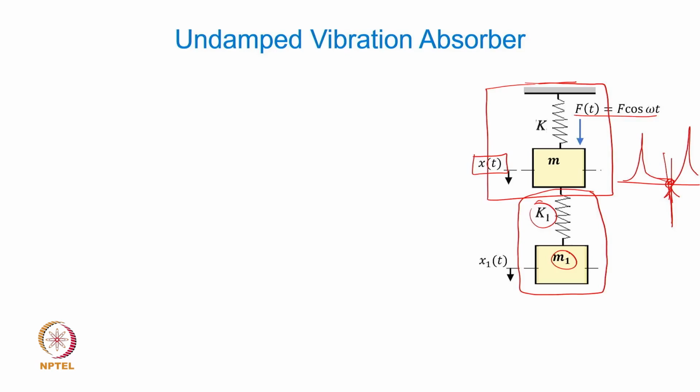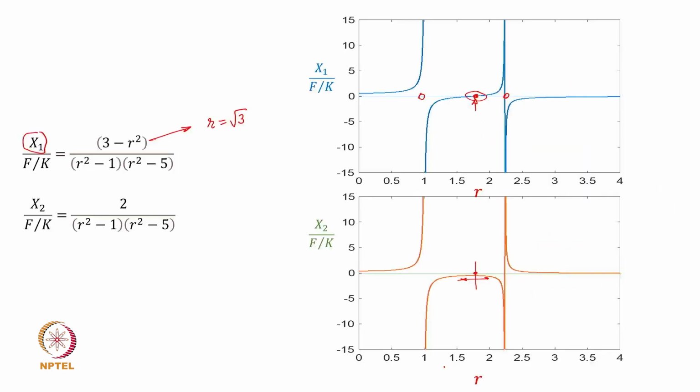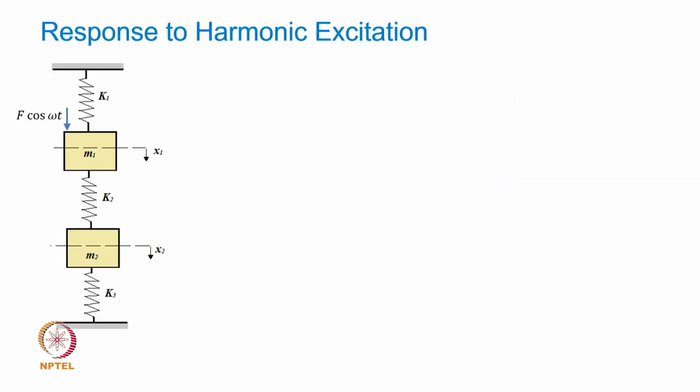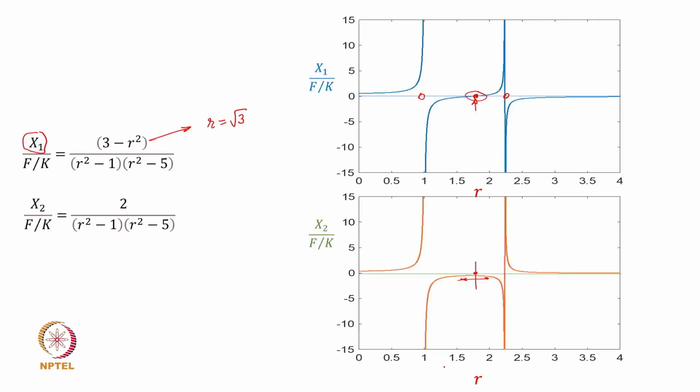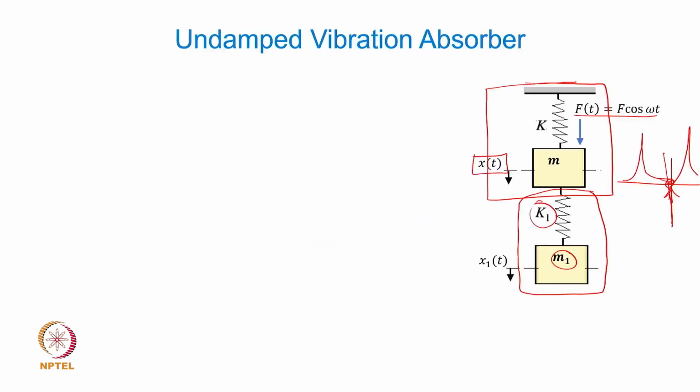This 2 degree of freedom system is quite similar to the 2 degree of freedom system which we have discussed, wherein the amplitude actually turns out to be 0 here, and of course quite low for the second mass, but the first mass amplitude of vibration can be brought to 0, and this is what we plan to do in designing something called a vibration absorber.